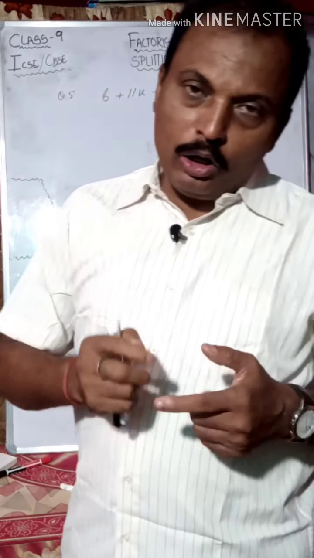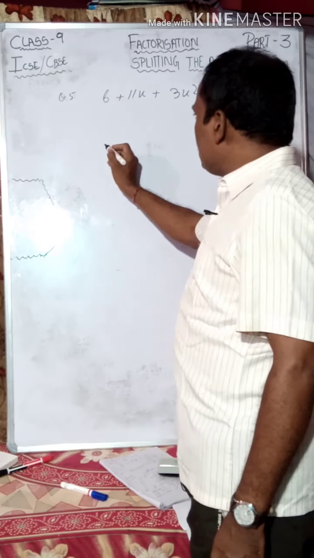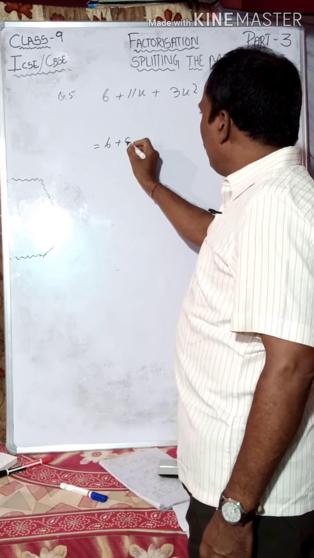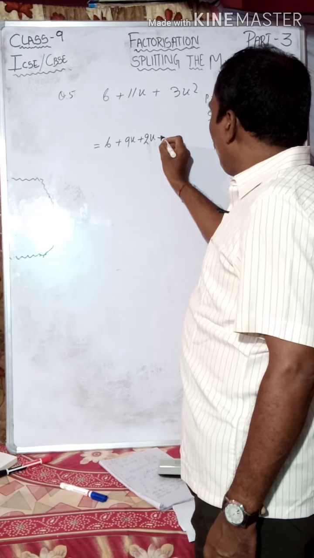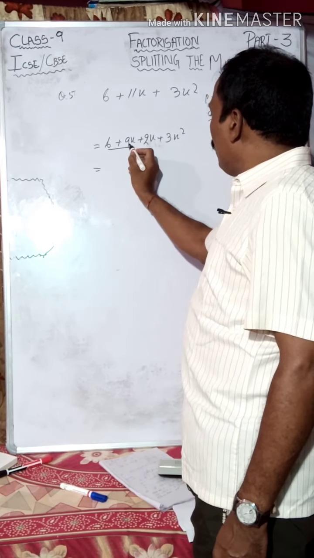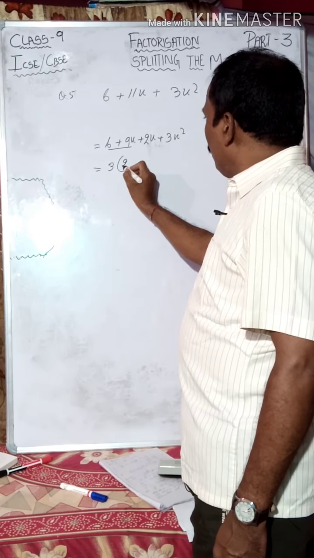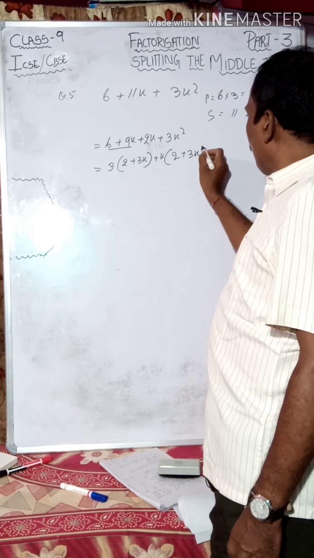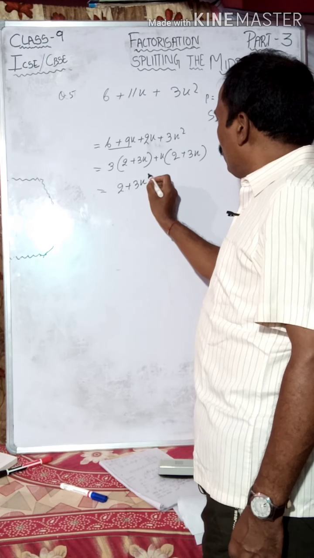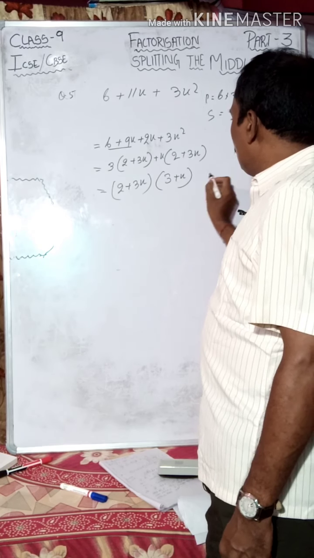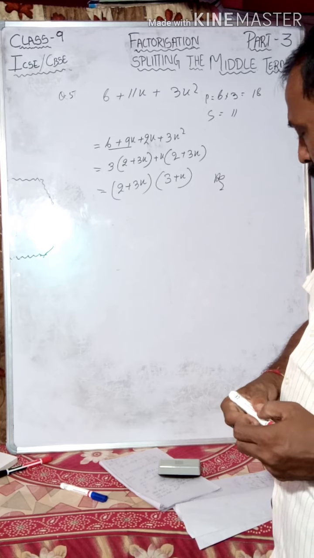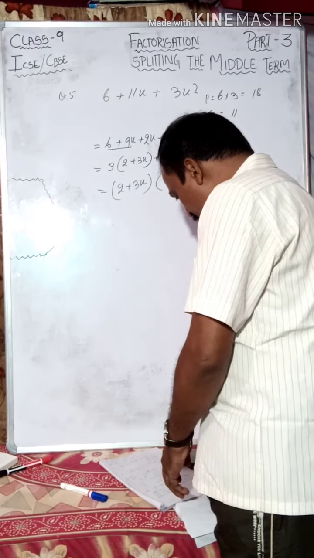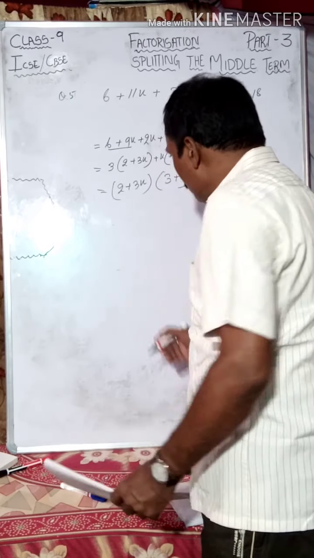What are two numbers whose product will be 18 and sum 11? So 9 into 2 is equal to 18, and 9 plus 2 is equal to 11. So one is 9x, another is 2x. So 6 plus 9x plus 2x plus 3x square, take 3 as common: 2 plus 3x, plus here take x as common: 2 plus 3x, then 2 plus 3x total common, the rest 3 plus x. This will be the factorization. Very easy. Middle term factorization is very, very important, very interesting and very easy. The next question, question number 6.